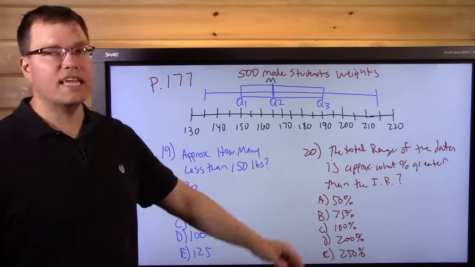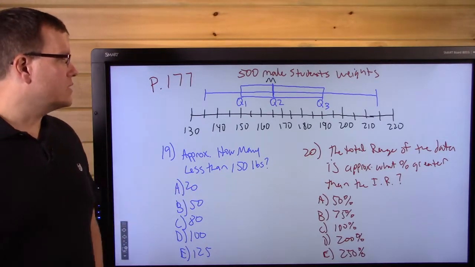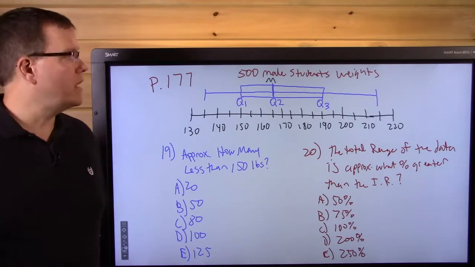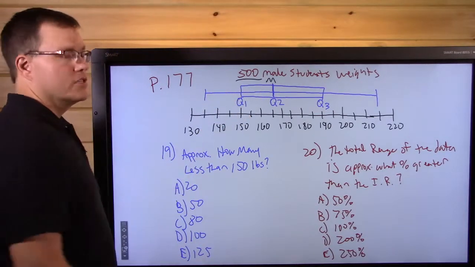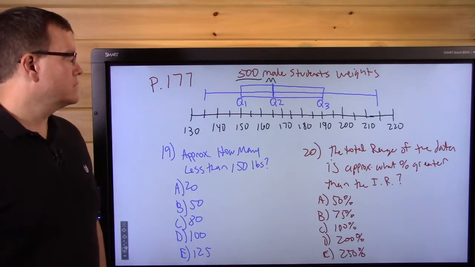So we have 2 questions to ask on this one, 19 and 20. Approximately how many are less than 150 pounds? We get 500 male students. So keep that in mind. They gave us a number. So take a few seconds and figure out how many of them are less than 150.